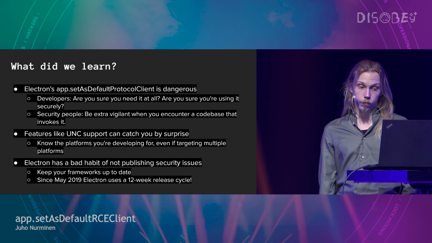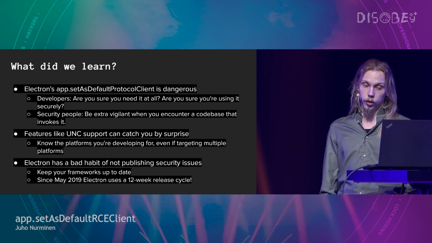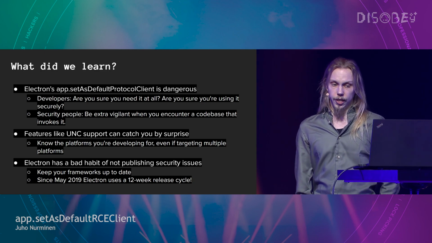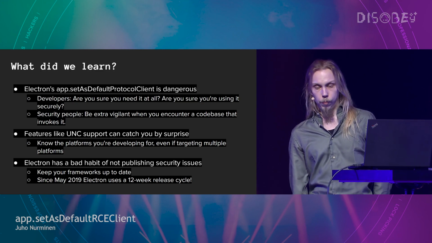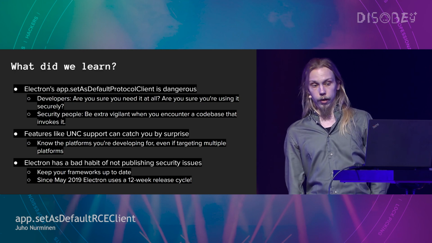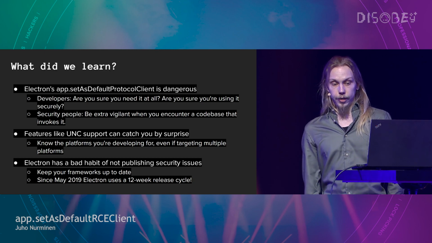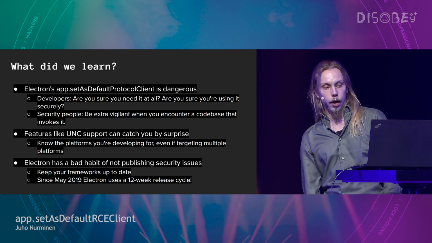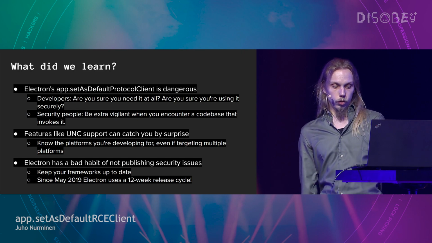And finally, Electron has a bad habit of not publishing security issues and informing developers about them. So it's critical to keep your frameworks updated even when there's no CVE to panic over. Since May last year, Electron has also migrated to a 12-week release cycle to keep up with the 6-week cycle Chromium uses. So when they only support the 3 last major releases, if you now release an application based on Electron, that means you have to release another version after 8 months at the latest, just to update Electron and to keep up with the supported versions.